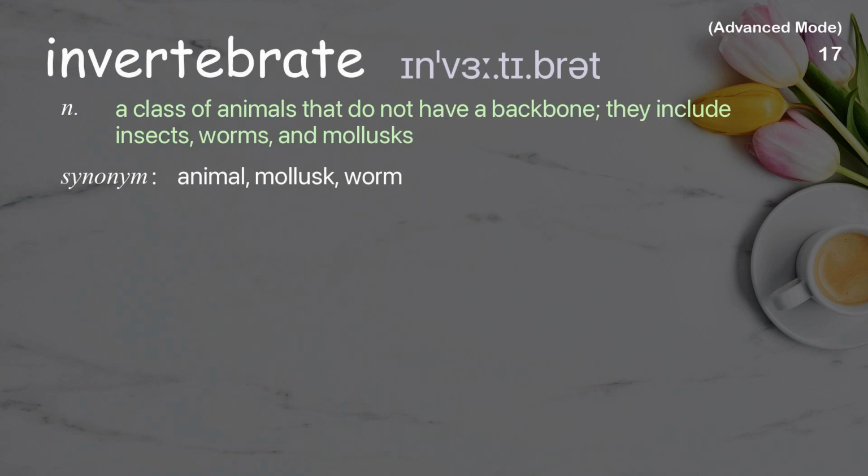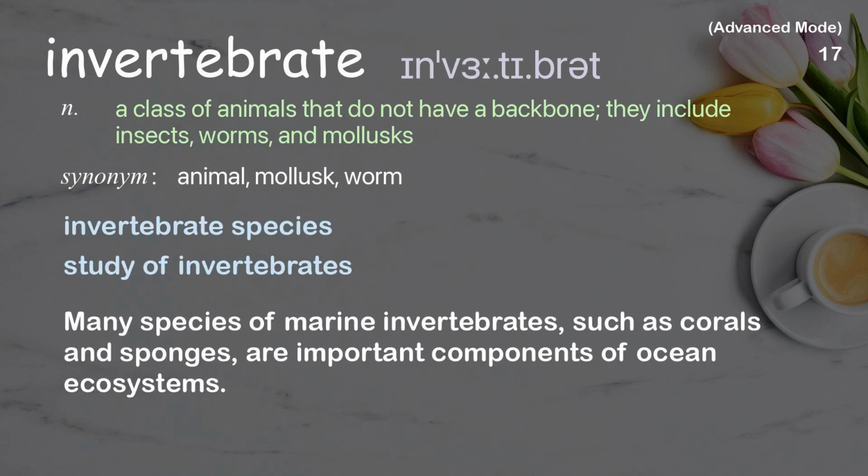Invertebrate. A class of animals that do not have a backbone. They include insects, worms, and mollusks. Examples: Invertebrate species. Study of invertebrates. Many species of marine invertebrates, such as corals and sponges, are important components of ocean ecosystems.